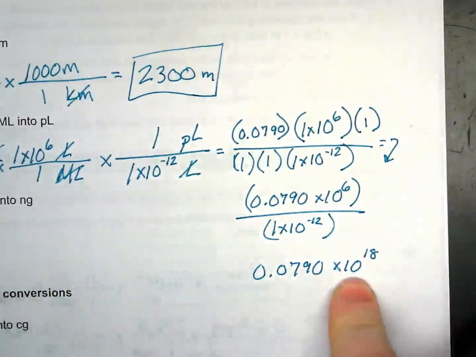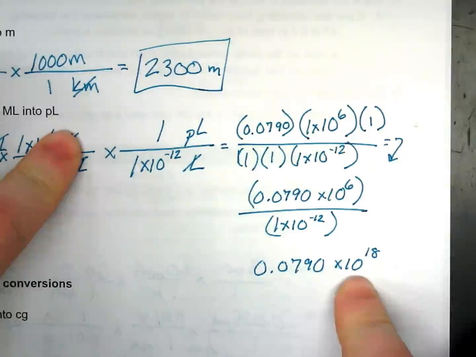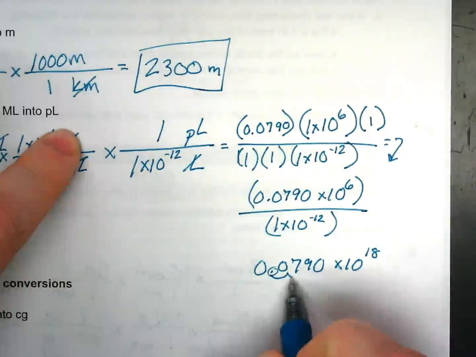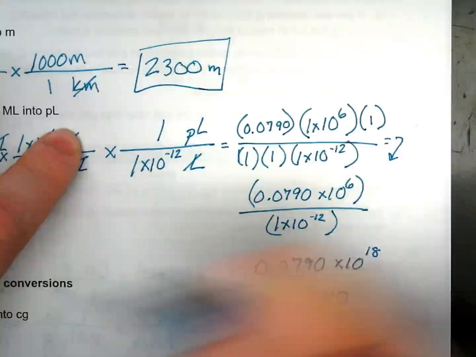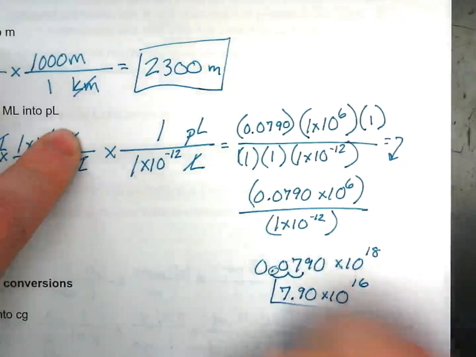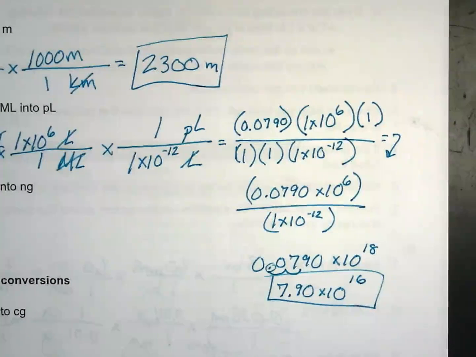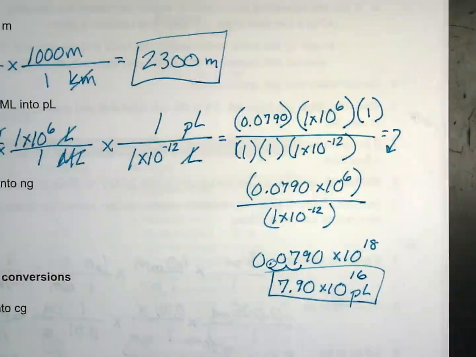So here would be technically our answer. We're not exactly done yet because we should put this in correct scientific notation. So this is initially what we would get. We've got to take our decimal here, move it over 2 spaces so that our actual answer is 7.9 times 10, and we moved it 2 spaces to the right. So that'd be 2 minus 18. So our actual final answer here would be 7.90 times 10 to the 16th power. Oh, and also picoliters. Can't forget about those units.